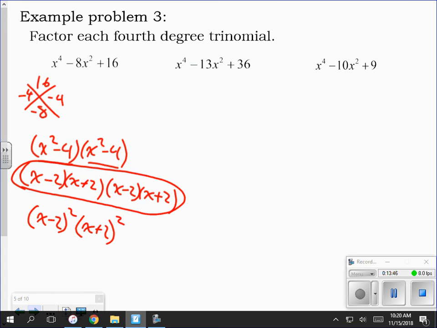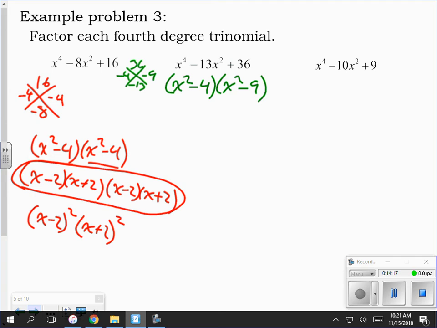So I look at the next one. Same idea. 36 and -13, so -4 and -9. -4 times -9 is positive 36. -4 plus -9 is -13. So because that's a 4 and that's a square, this is x squared minus 4, x squared minus 9.